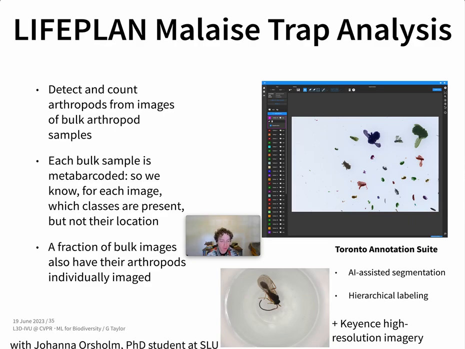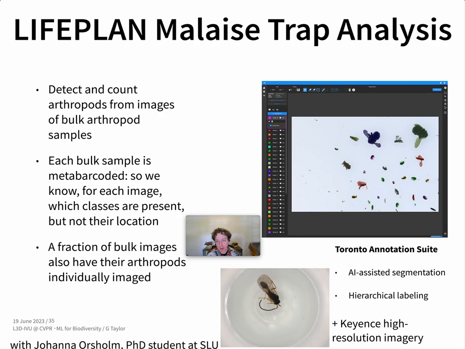I'd like to tell you a little bit about how the DNA barcodes and the imagery get linked up, and some possible projects on the horizon as well. So I'm doing a collaboration, as I mentioned, with the Life Plan project led out of Finland and Sweden and Duke, and we have been working with these bulk images where the insects have been collected from malaise traps. And the idea here is to detect and count the different arthropods from the images. And the interesting aspect of this data is that we have metabarcoding. So this means the entire sample, basically a jar of insects, has been run through the DNA barcoding pipeline.